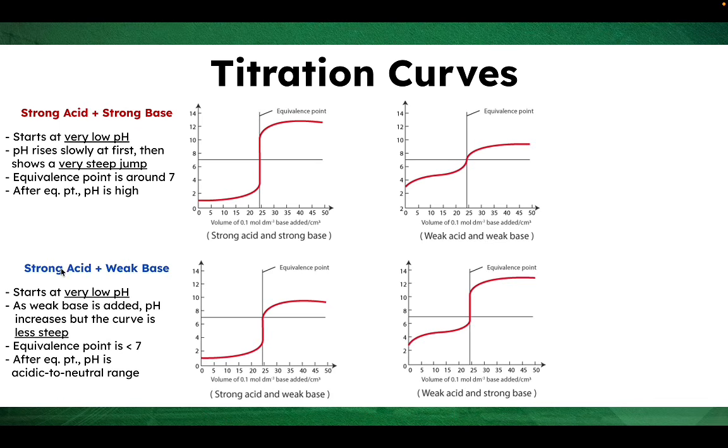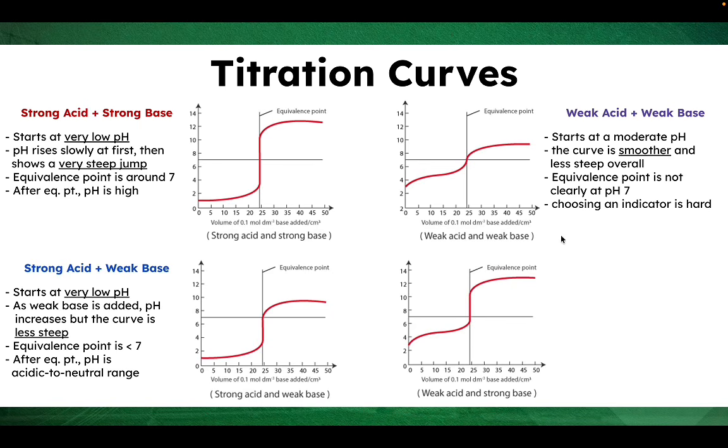When you have a strong acid and weak base, as usual, since you're starting with a strong acid, the pH starts very low. As a weak base is added, pH increases, but the curve is less steep. Since you're using a weak base, the equivalence point is less than 7. And after the equivalence point, pH is around acidic to neutral range.